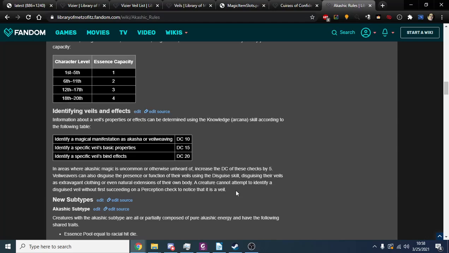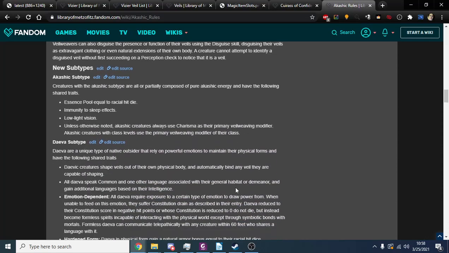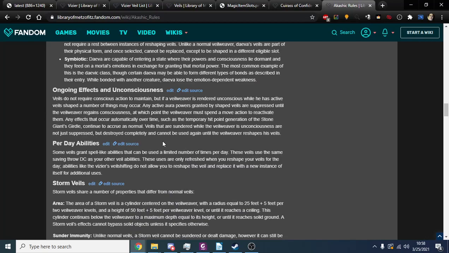Next is how veils interact with spell resistance. We're just gonna ignore these subtypes for right now. Let's see here. So you can see that if you knock a Veil Weaver out, their veils are suppressed and they would have to wake up and reactivate them in order to use them. They can also be destroyed at this time since veils are constructs of energy.